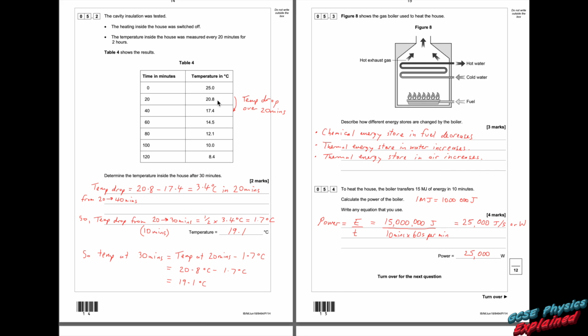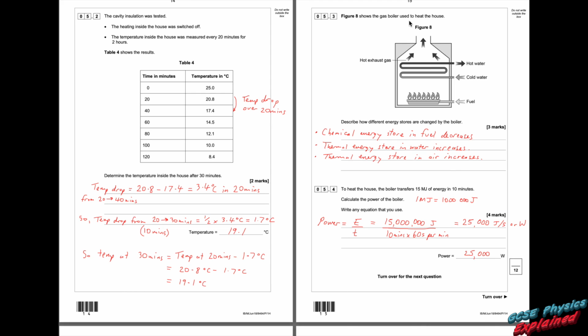So it should have dropped down to 19.1. Let's just have a look. So in a 20-minute period, it's dropped by 3.4 degrees C. So we just have to assume that it's a linear decrease in temperature. So we want the temperature that's halfway between these two temperatures, and that'll be halfway between these two times. So that'll be 30 minutes, which is what the question wanted. What's the temperature after 30 minutes? So it's going to be about 19.1 degrees C.